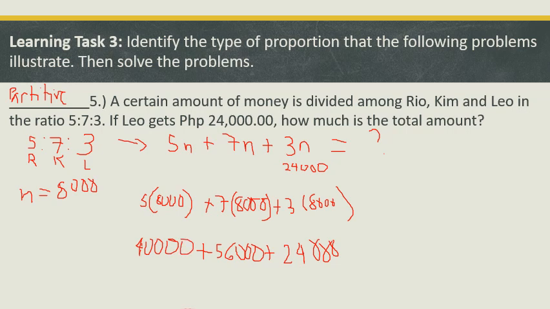So, total na natin. Ang tinatanong kasi yung total lahat ng pera nila. So, 40,000 plus 56,000 plus 24,000 is equal to 120,000. So, ibig sabihin, ang pinaghati-hatian nilang pera is 120,000 pesos.